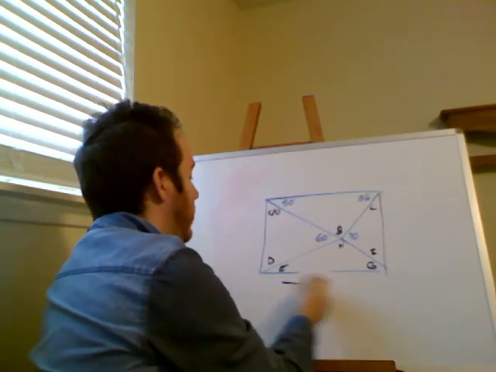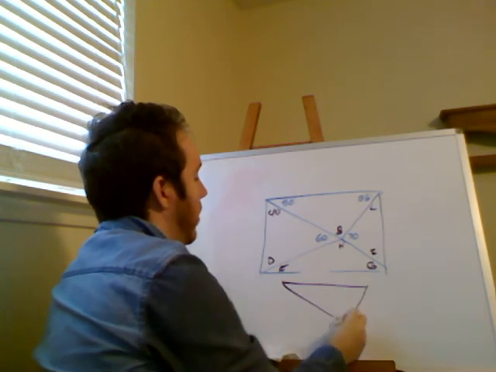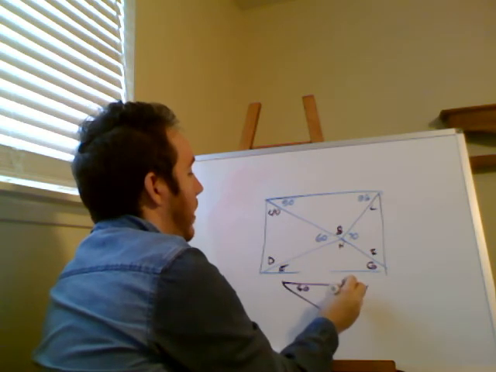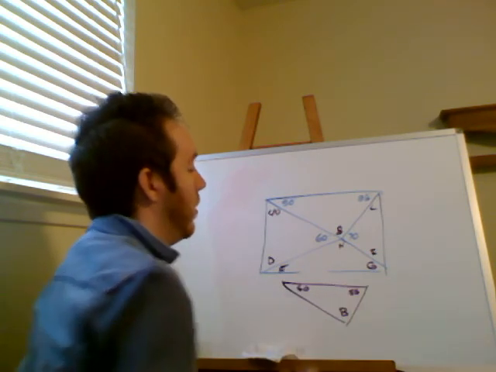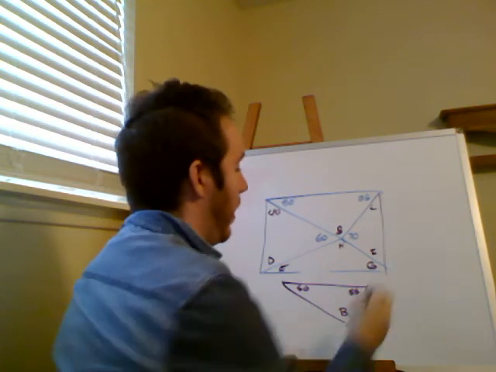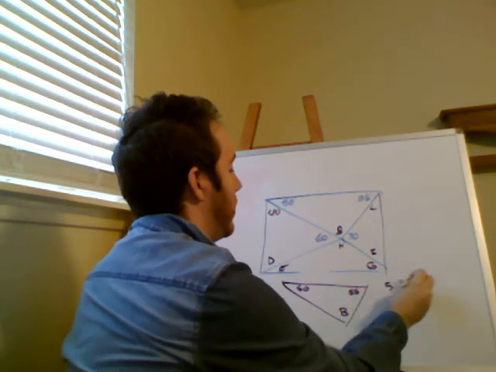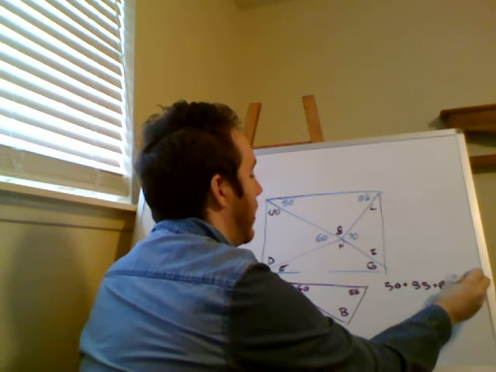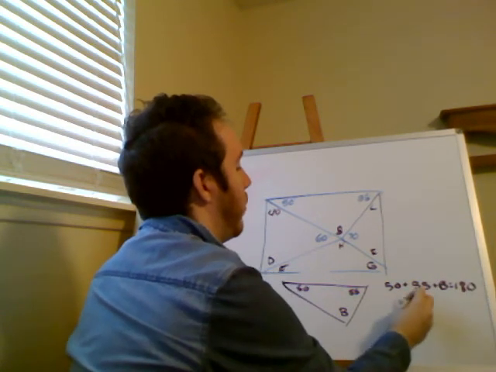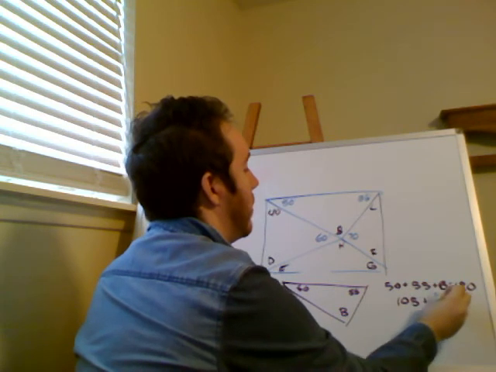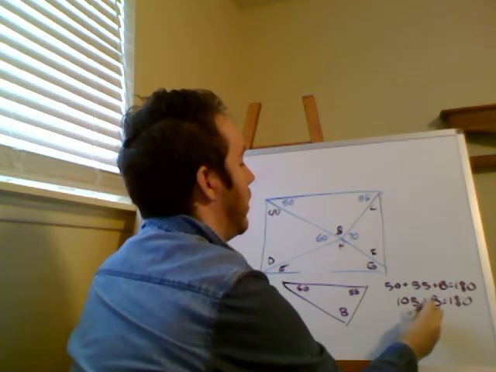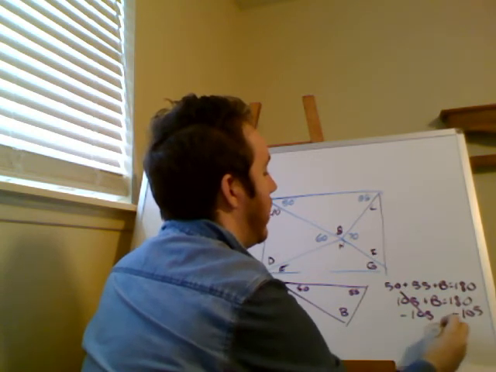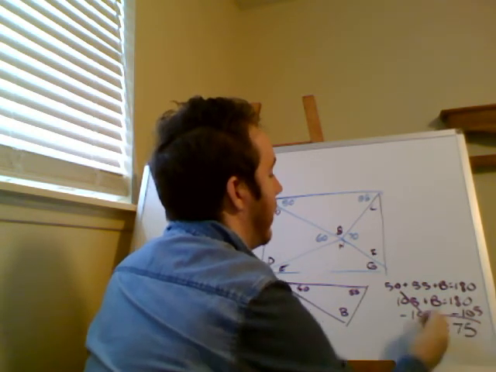So in B we have a triangle. We see B down the bottom. We see 50 and 55. So to solve for this, I know that 50 plus 55 plus b equals 180, or 105 plus b equals 180. I can remove the 105 from both sides. We see b equals 75.